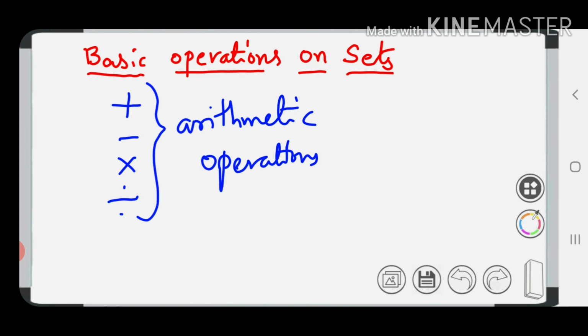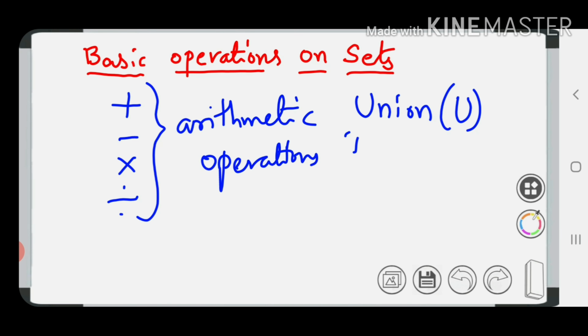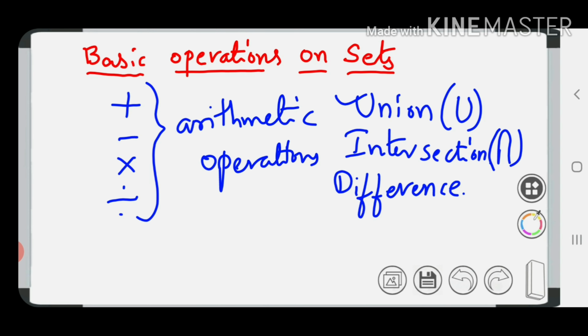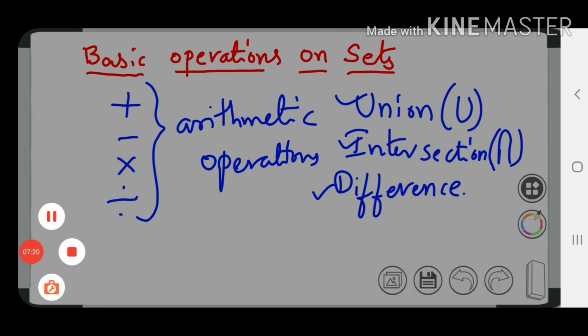Those are union, generally we use this symbol to represent union, and intersection, this symbol, reverse U type, and difference. So union, intersection and difference. Now we will discuss these operations one by one.